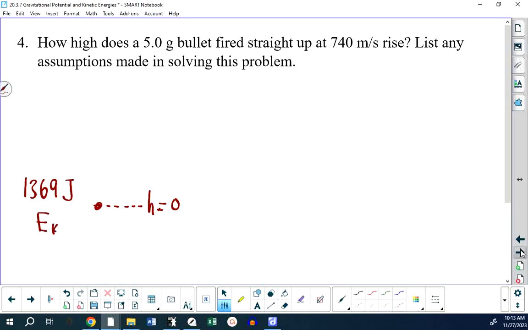And then it goes up to some point up here. We're trying to find out the height of that, but the kinetic energy up here will be 0. That's a fact. However high it goes, when it gets to the top, it will not be moving at that instant in time.